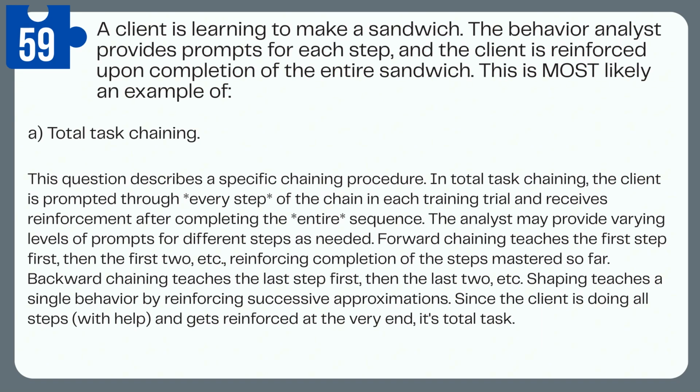Forward chaining teaches the first step first, then the first two, etc., reinforcing completion of the steps mastered so far. Backward chaining teaches the last step first, then the last two, etc. Shaping teaches a single behavior by reinforcing successive approximations. Since the client is doing all steps with help and gets reinforced at the very end, it's total task.